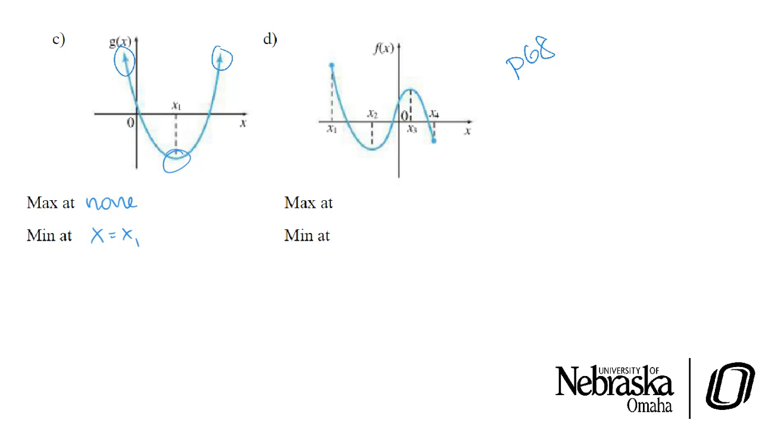For part D, we do have a maximum, right? Because at this point here, we have no arrows going to infinity. So this is a closed interval. Notice again that word coming back. Both endpoints are shaded in. So we have a max at x sub 1, at this x value. And it looks like our minimum value is right here. So that would be x equals x sub 2.